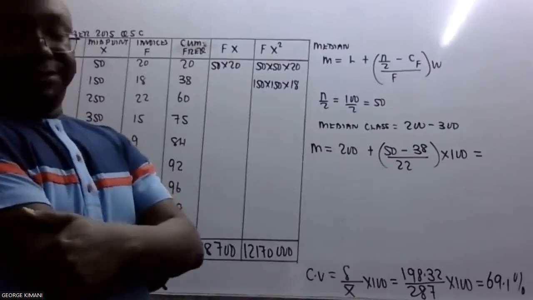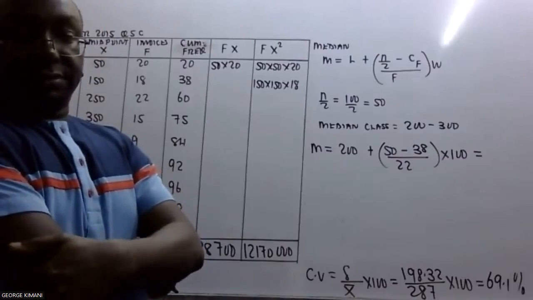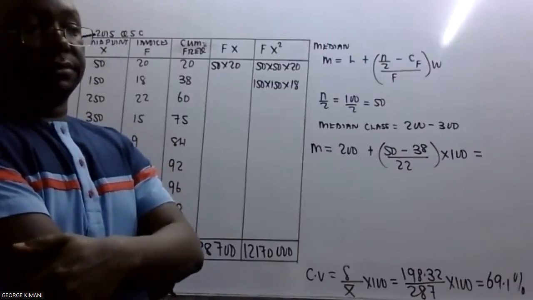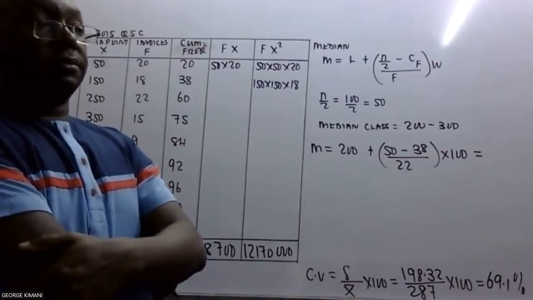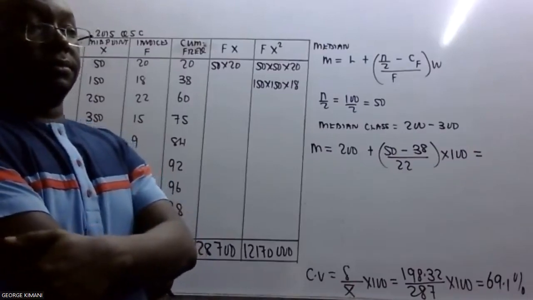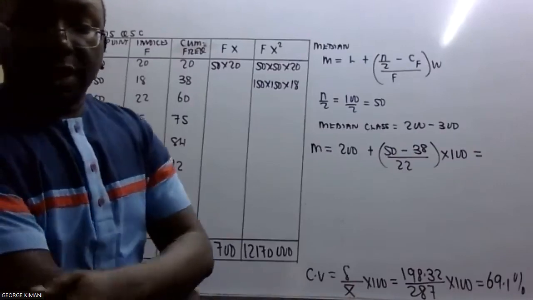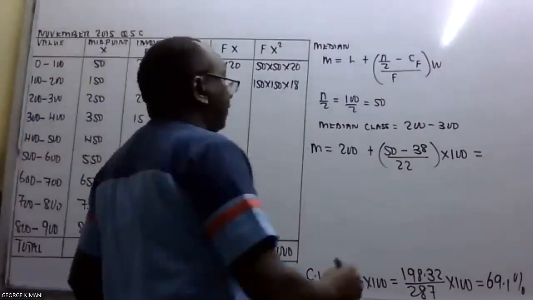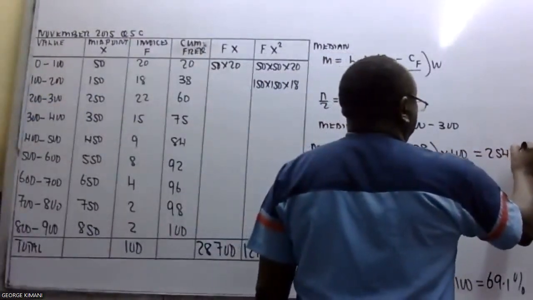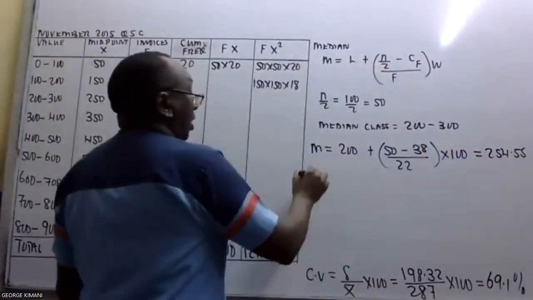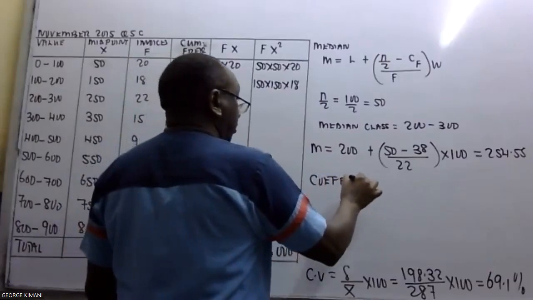Give me the figure. $254.55. 254.55. The next one is coefficient of skewness.